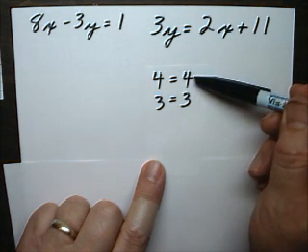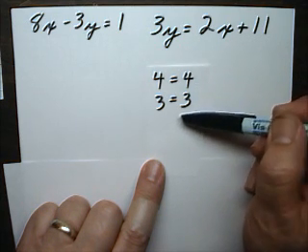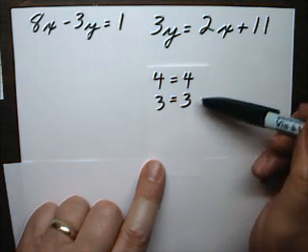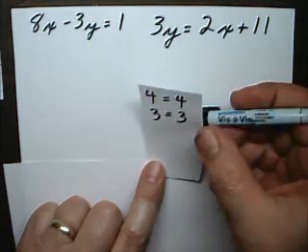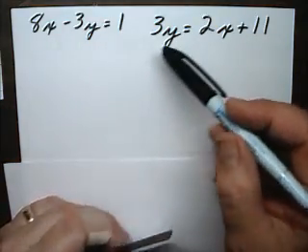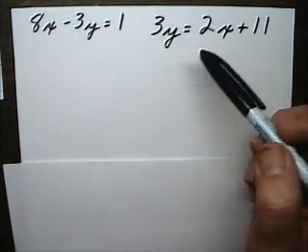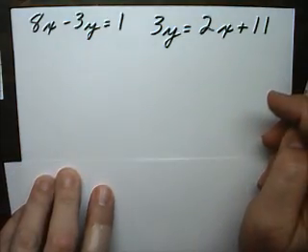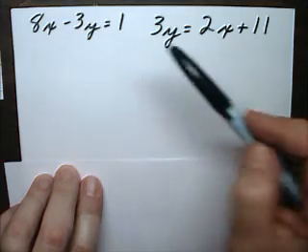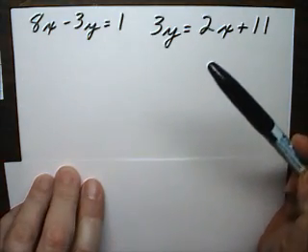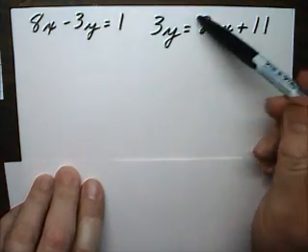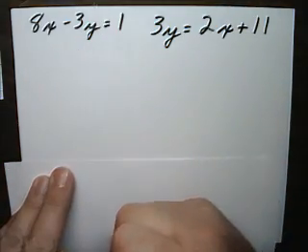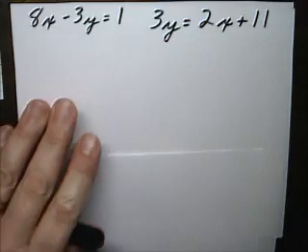Like if I have 4 equals 4 and 3 equals 3, I could add these up to get 7 equals 7, or I could subtract them to get 1 equals 1. And these, if I put one underneath the other, the terms won't line up and they won't be easy to add or subtract. So I'm going to take this second equation and I'm going to arrange the terms so that they are like the first equation.